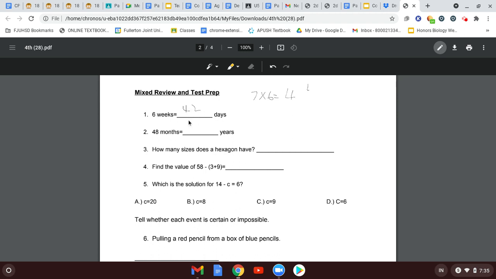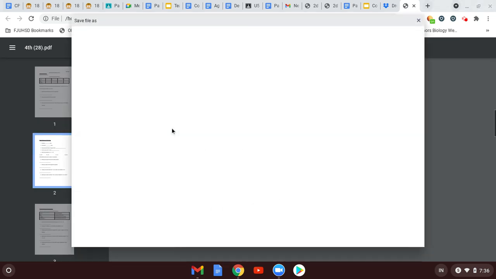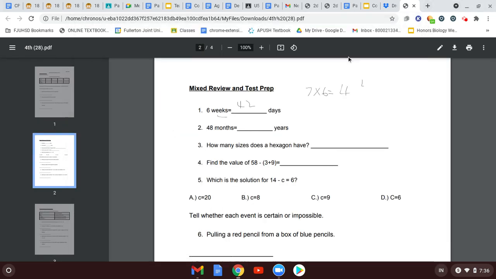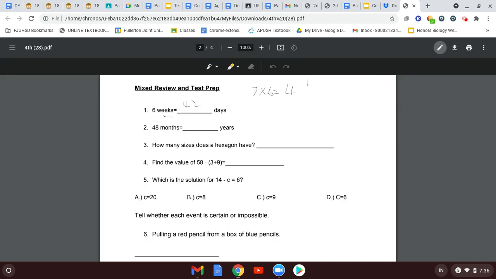For this one, I'll just tell you guys the measurements of time. Remember how we said a week is 7 days? A month is 4 weeks. You technically don't need to know about that, but just for reference. And there are 12 months in a year. So for this one, if you're trying to find how many years, we would do 48 divided by 12.